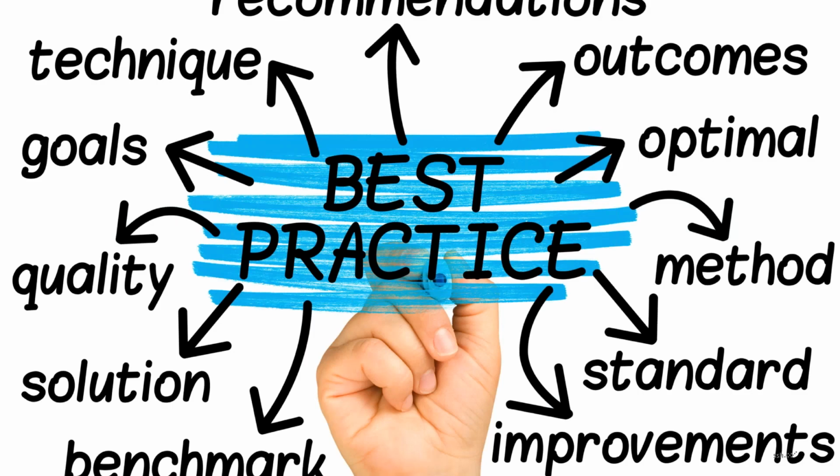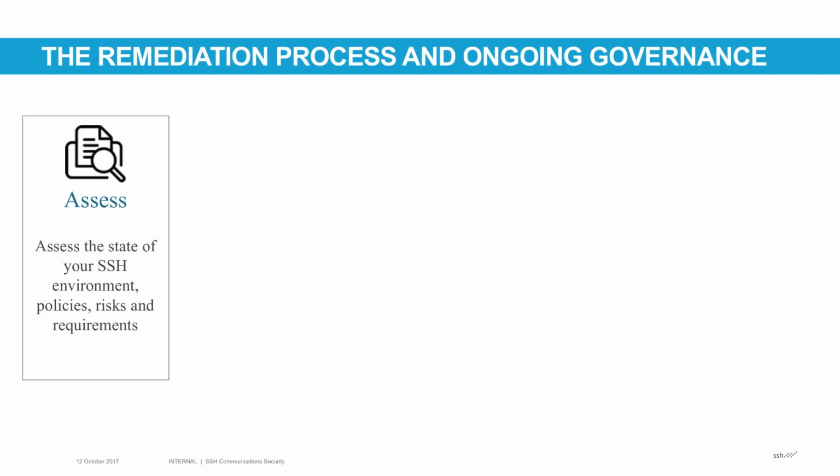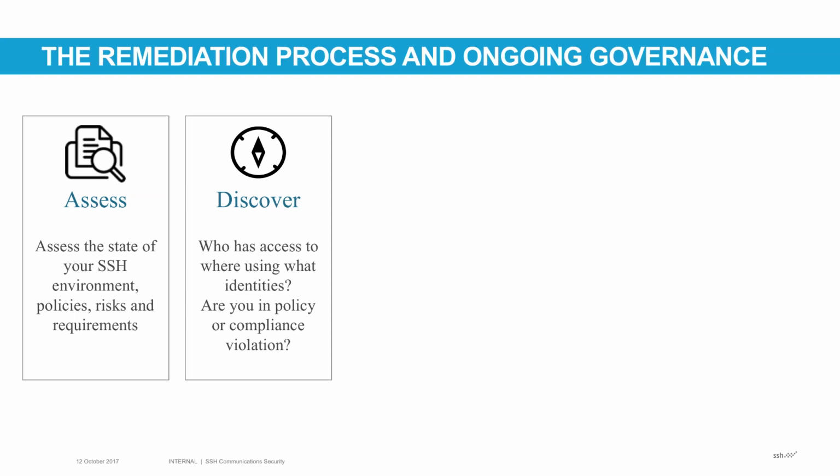We're going to talk a little bit about best practices. Again, this is reflected in the NIST IR and other documentation that we mentioned earlier. If you look at the remediation process and ongoing governance from a high-level perspective, as with any type of risk assessment, trying to find the loopholes or the issues within an environment, let's assess the environment. Let's find out the state of your keys. Where are they? Do you have any policies and risk identified? Where are they deployed? Have you done the inventory? Did you discover where they are? Do you know what identities are being used? Are they in compliance or are they in violation?